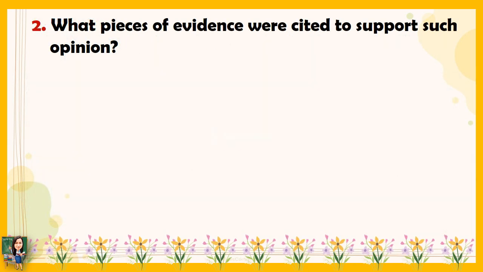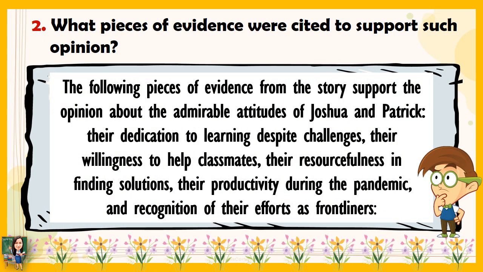For question number 2, what pieces of evidence were cited to support such opinion? Here is my example answer. The following pieces of evidence from the story support the opinion about the admirable attitudes of Joshua and Patrick, like their dedication to learning despite challenges, their willingness to help classmates, their resourcefulness in finding solutions, their productivity during the pandemic, and recognition of their efforts as frontliners.